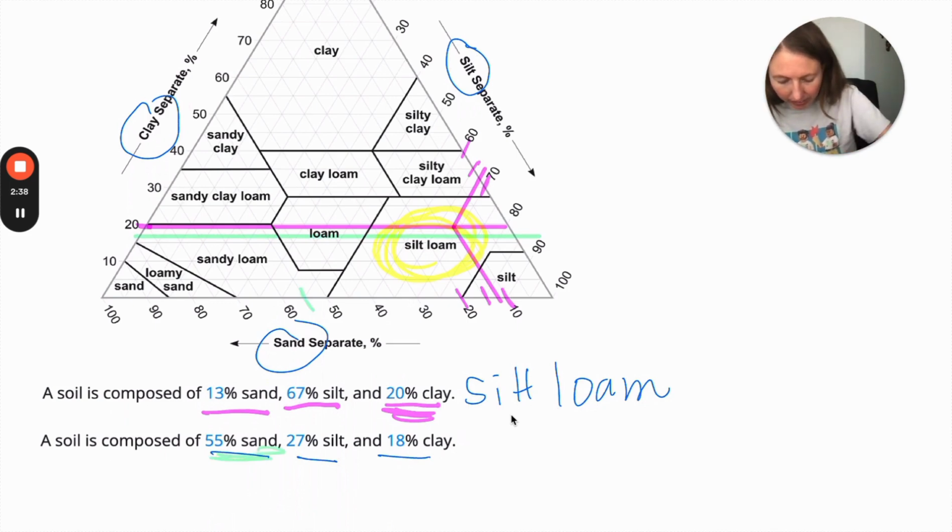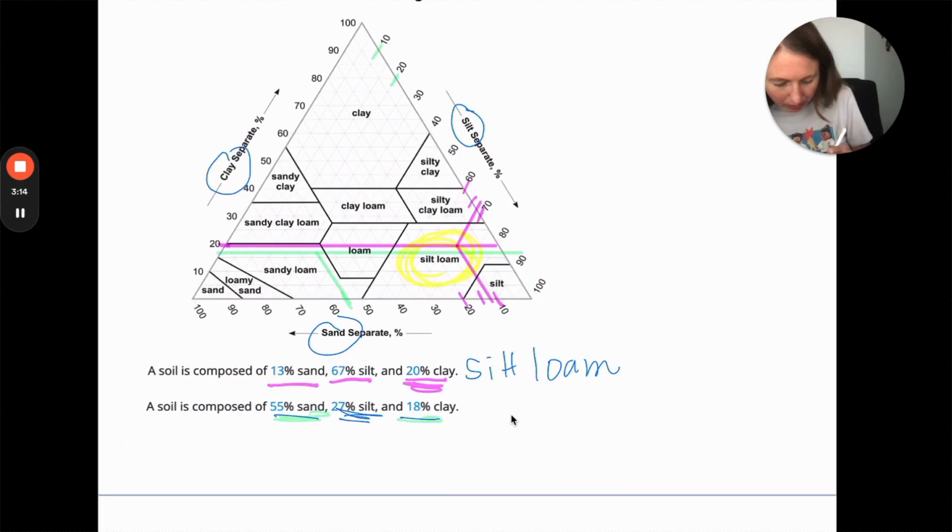So 55% sand is here, and 27% silt. I'll try that one more time. So here's 20, here's 30, here's 25, 27% silt goes right there. And so this soil is a sandy loam. That's our classification of that soil type.